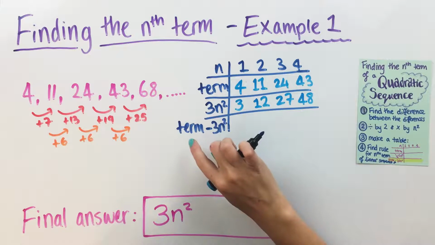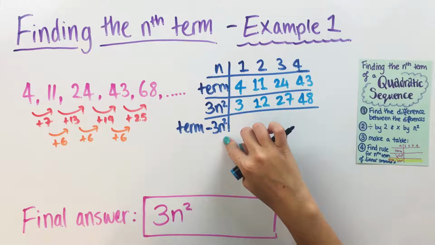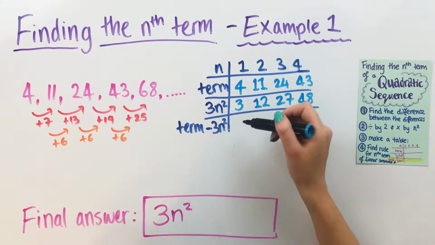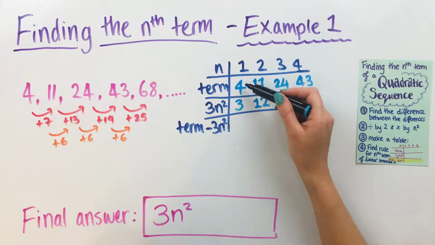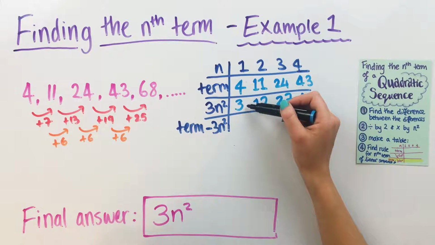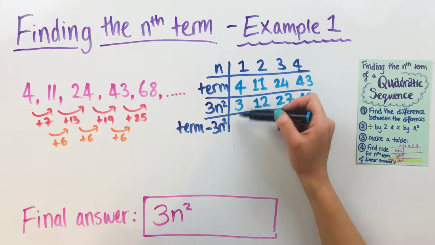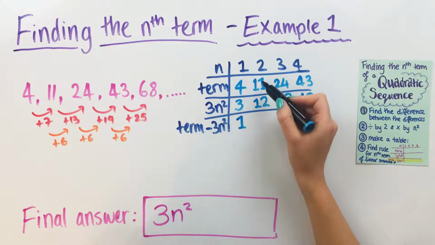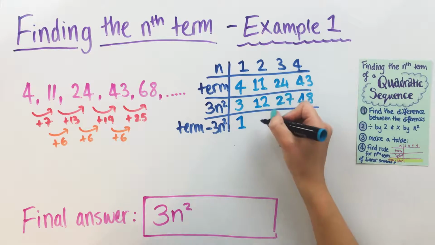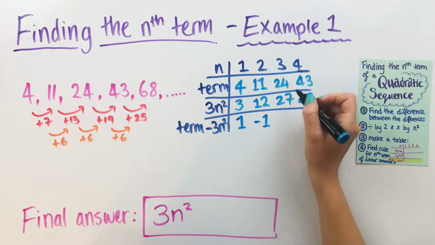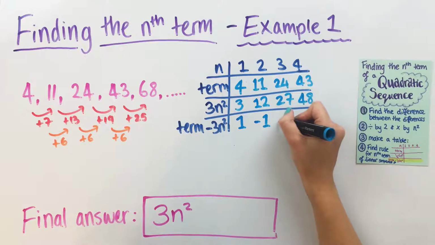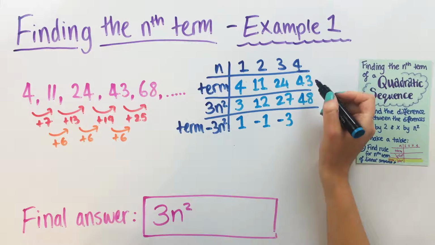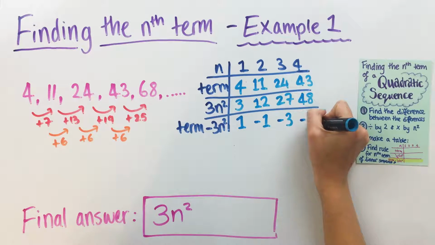For the final row, we want the term minus 3n squared. So that means for each column here, we're doing the second row minus the third row. So term minus 3n squared here, we've got 4 minus 3 is 1. 11 minus 12 is minus 1. 24 minus 27 is minus 3, and 43 minus 48 is minus 5.